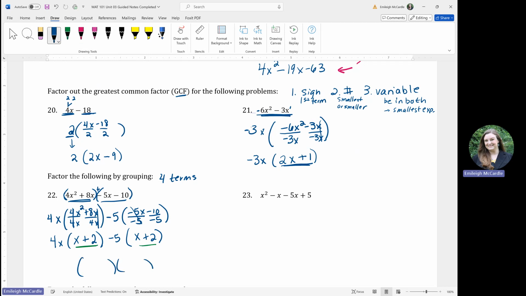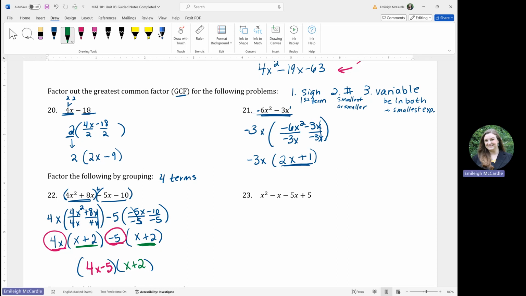We're going to have 2 sets of parentheses. In the first parentheses, we're writing our GCFs. So that 4x minus 5 goes in the first set. And then our x plus 2's that are in common, we're not going to write those twice. I'll explain in just a second. But that we're just writing one time as our second factor. So this is the completely factored form, 4x minus 5 times x plus 2.